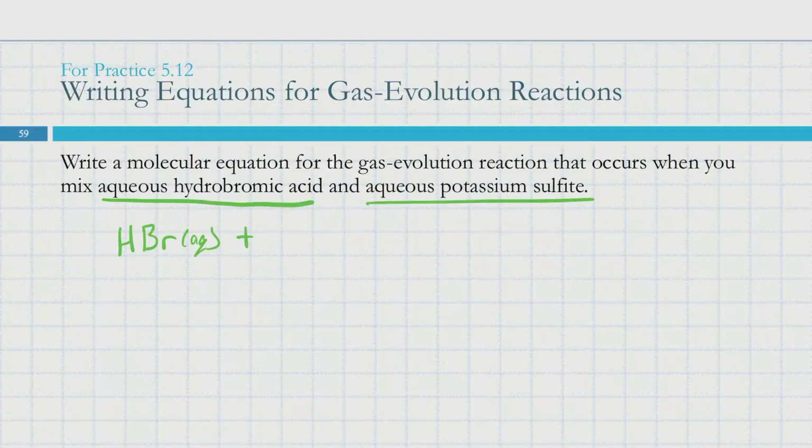This is reacting with aqueous potassium sulfite. Potassium is an alkali metal. It always forms a 1+ charge. So K+. Sulfite is the ite ending of sulfate. Sulfate is SO4 2-. Sulfite is SO3, still a 2-. So to get this to balance out, we would have to crisscross it. We would find out that there's actually 2 potassiums in front, so it's K2SO3. This is also aqueous.